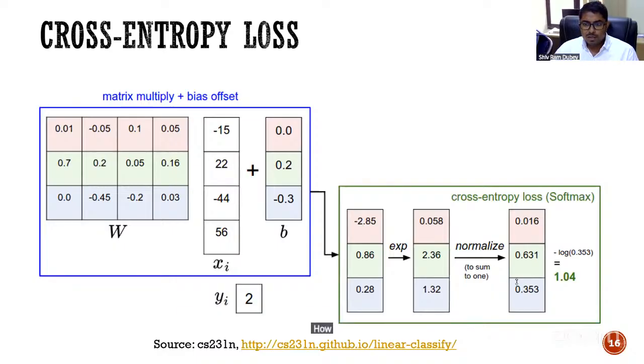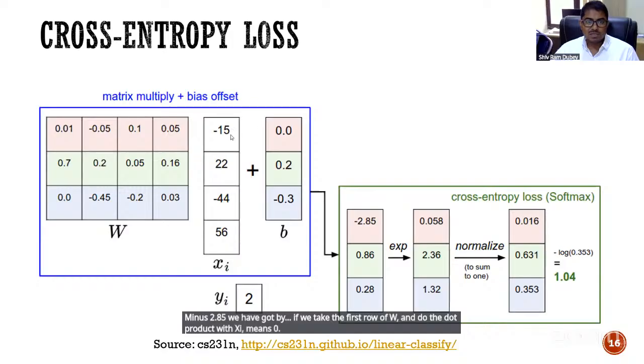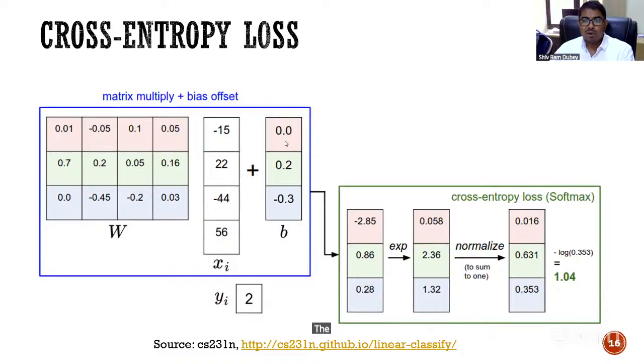How did we get minus 2.85? Minus 2.85 we have got by taking the first row of W and doing the dot product with Xi, meaning 0.01 into minus 15 plus minus 0.05 into 22 plus 0.1 into minus 44 plus 0.05 into 56. This is the dot product of the first row of W with Xi, plus the b value of the corresponding row, which is 0.0. That will give us minus 2.85.